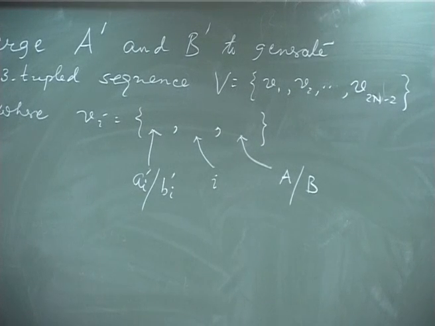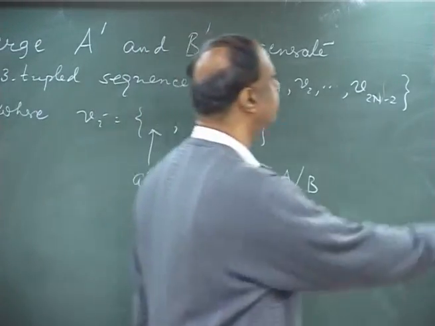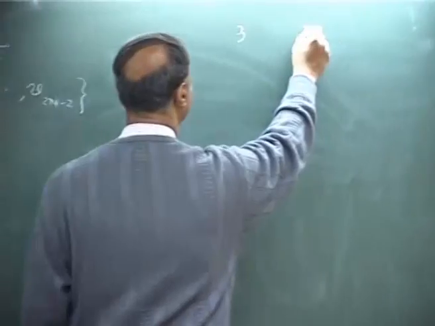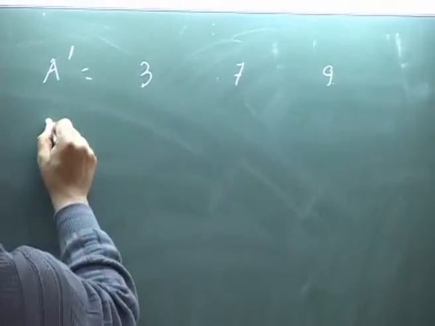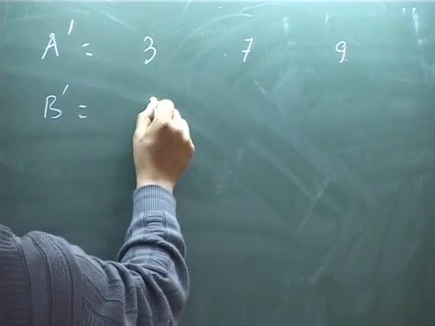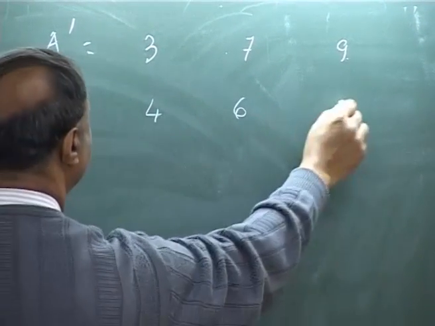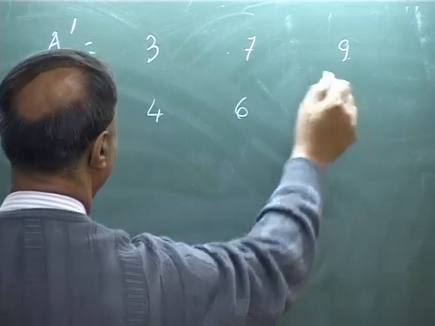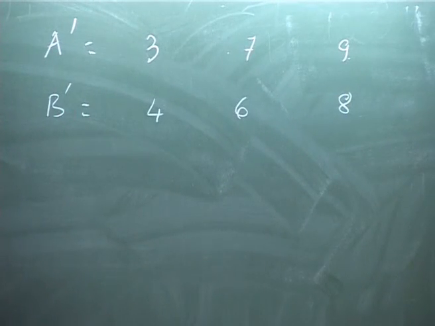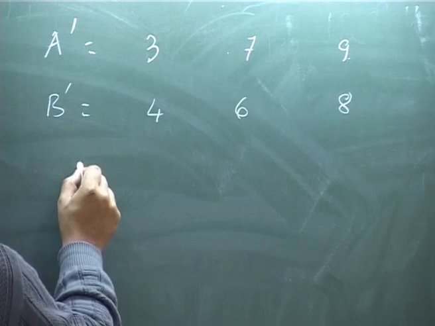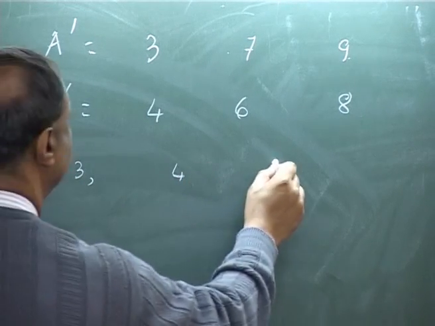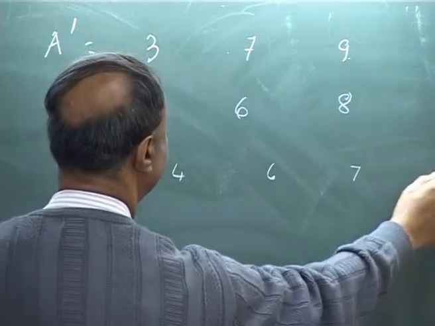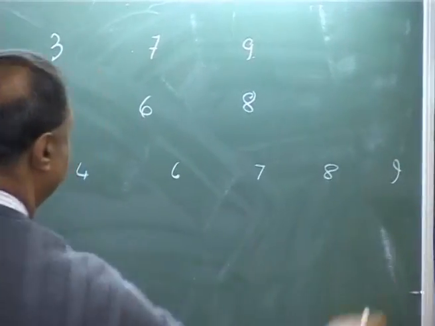So what is the need of A and B last? Say for example, I get 3, 7, 9, and this is your A dash sequence, and this is the B dash sequence, 4, 6, 8. Now, I want to merge this. This merge will give you 3, 4, 6, 7, 8, and 9.